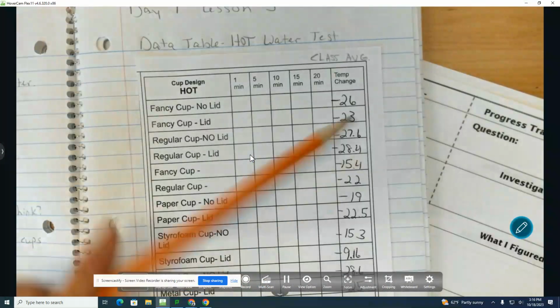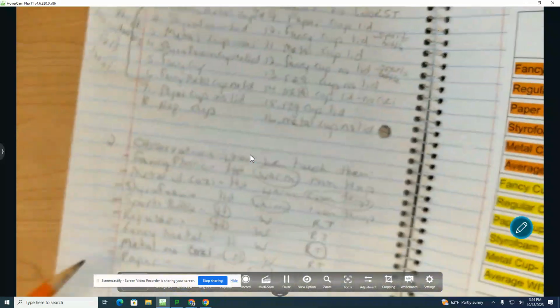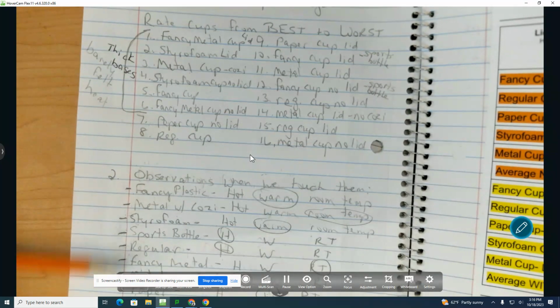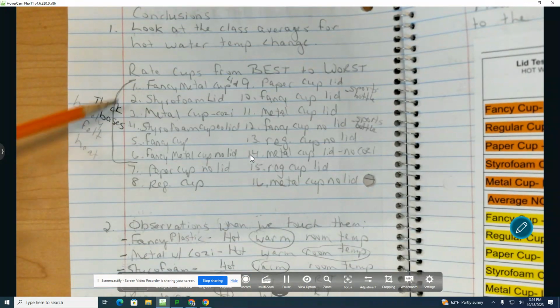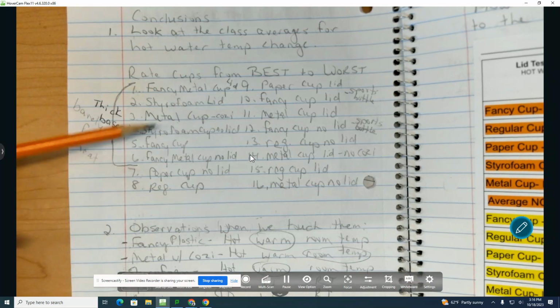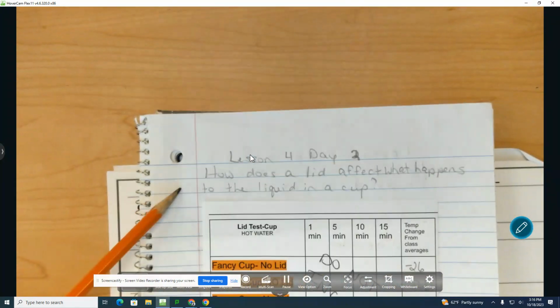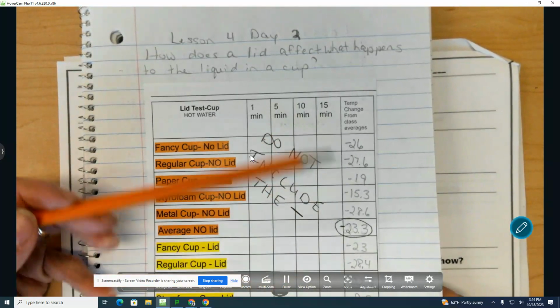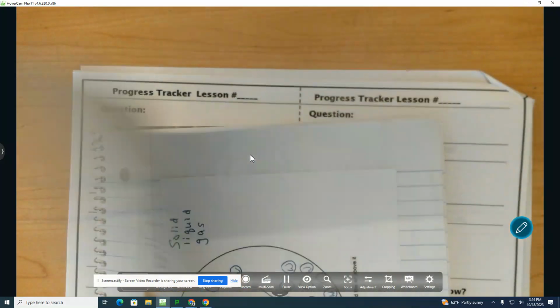Lesson 3. Here's the evidence, the data table. We also rated them. So what did we figure out? Okay, we figured out that certain cups keep beverages warmer than other cups. Okay, these are ones where we barely felt heat, which means they kept the heat on the inside. All right. Okay. Lesson 4 was about lids. How does a lid affect what happens to the liquid in a cup? There's your evidence. What's the claim? Remember, we picked a claim in Google Classroom. So that's what we found out.